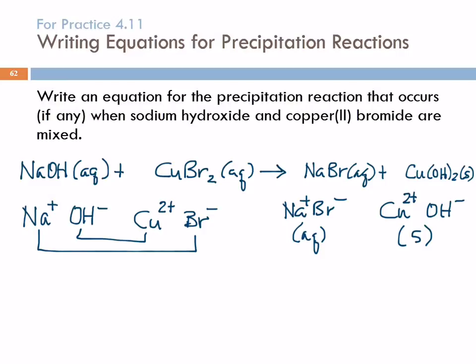Are we done? No, we have to balance it. What's an ion that is not balanced? Sodium's balanced. The bromide isn't. So here we got Br2, 2 bromides, and here we only have 1. So we need to put a 2 here to balance the bromides. But that messed up sodium, right? Now we have 2 sodiums and only 1 over here. So I'll put 2 over here.